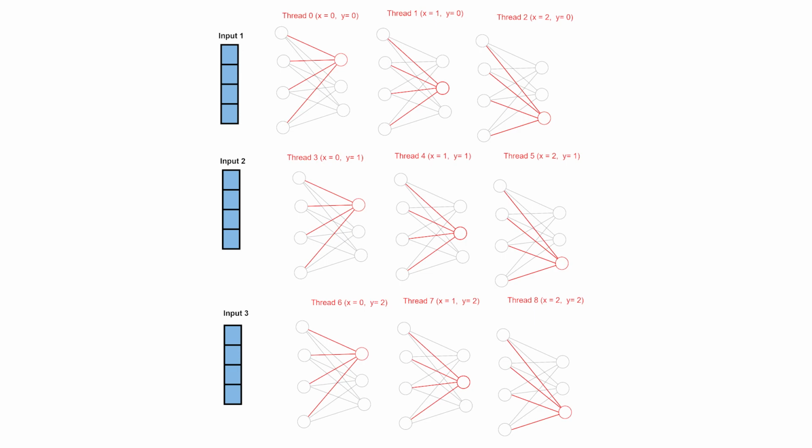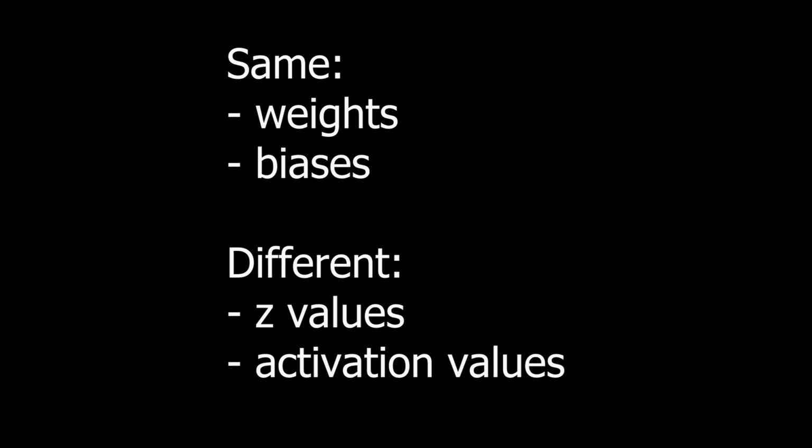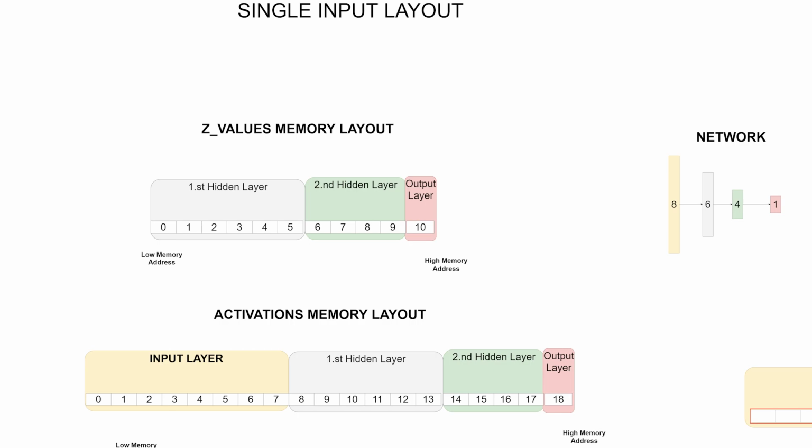So let's move on to the next topic, the data structures. Now that we want to handle multiple inputs, we need to change our memory structure. The structure of the weights and biases stays the same. But we need to change the activations array and the set value array to accommodate multiple inputs. This is the current structure we have now. Let's change this structure so we can have multiple activation vectors and set value vectors.